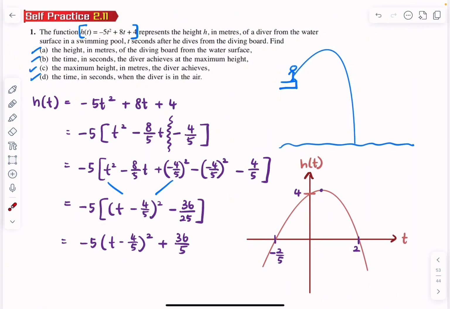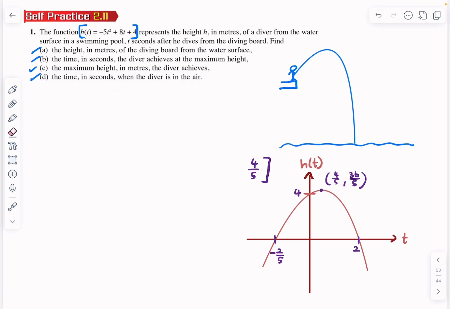Once you get into vertex form, this will be our vertex. The x we just have to change its sign, and y will be exactly the same. Remember, to take out the vertex, you have to change the x value's sign. If it's negative, you change to positive. If it's positive, you change to negative. So now our vertex here is (4 over 5, 36 over 5). Alright, now we can solve the question.